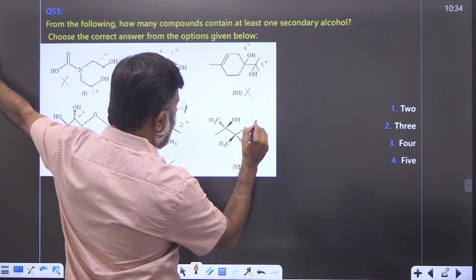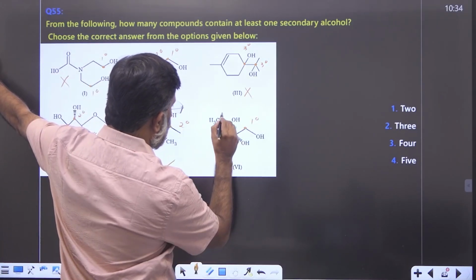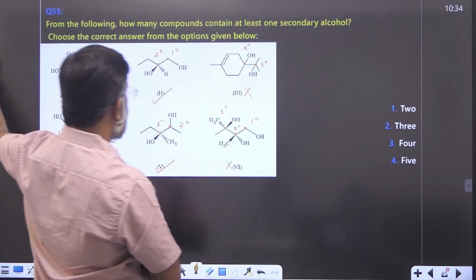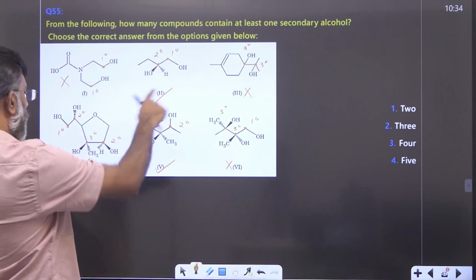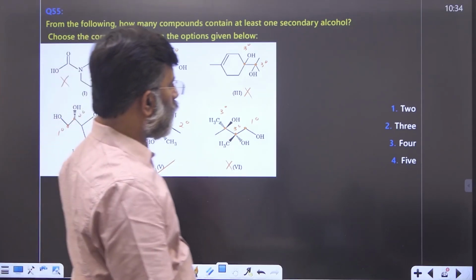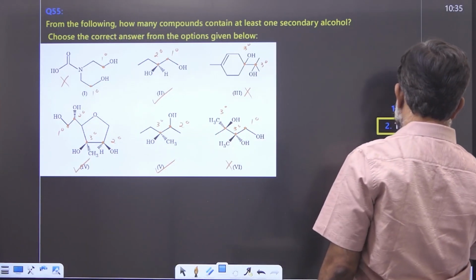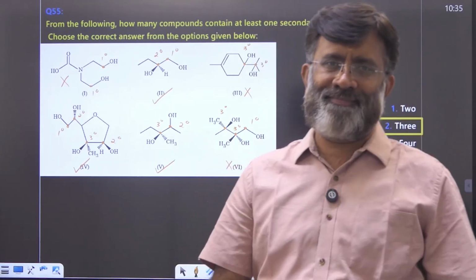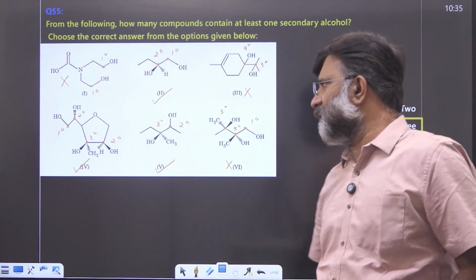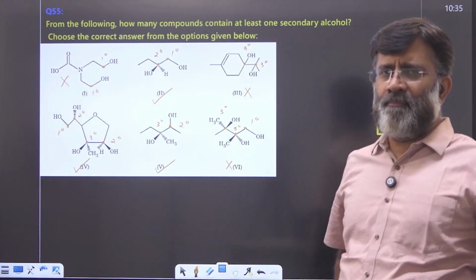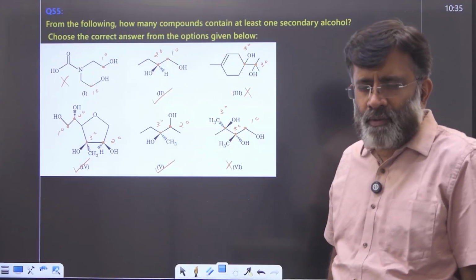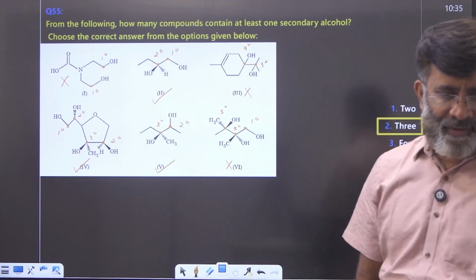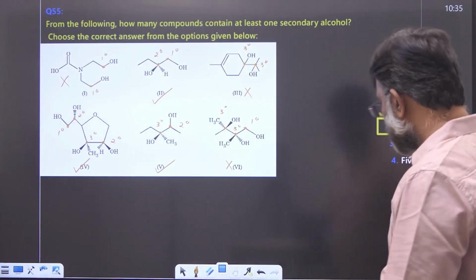This is a primary alcohol. This is a tertiary alcohol. And this is also a tertiary alcohol. Out. So, how many in? 1, 2, 3. The second choice is the correct answer. There are 3 molecules which contain a secondary alcohol. Simple question, but some people may make a mistake, sometimes due to overconfidence, sometimes due to silly mistakes. Yes. Next question.